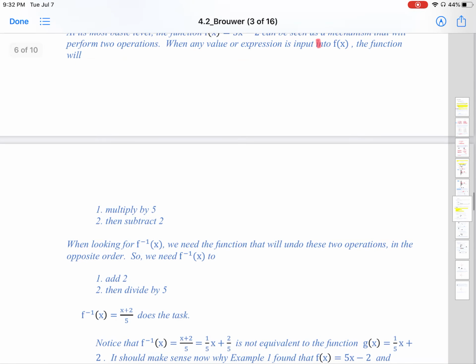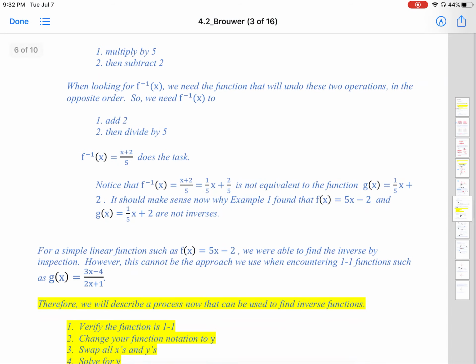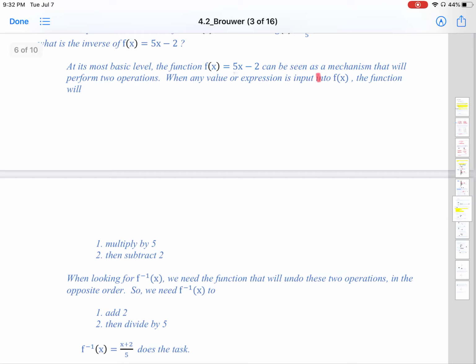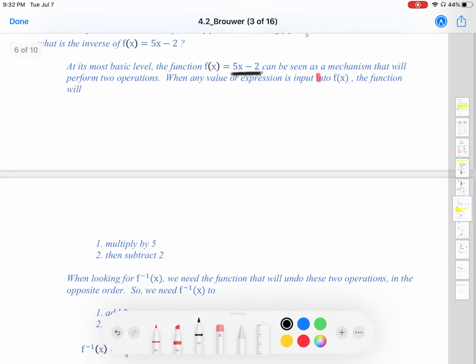Multiply by 5 and subtract 2. When looking for the inverse, we need a function that will undo these properties. So just to emphasize, what are we doing here? We're multiplying by 5 and subtracting 2, as we have here.